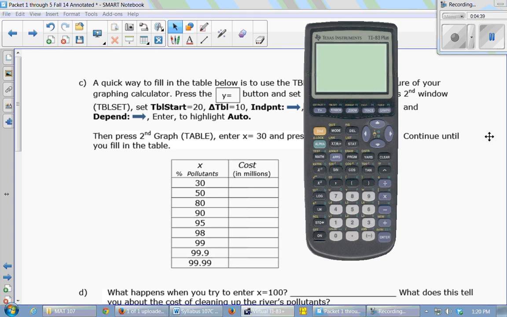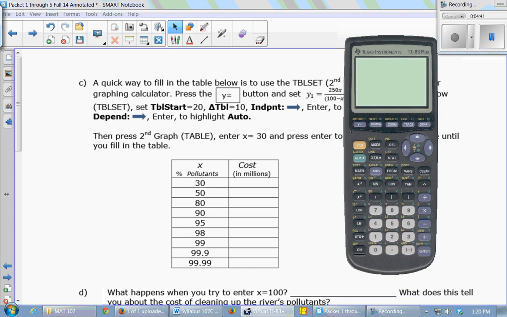All right, so follow the directions here. It says press the Y equals button. I need to put the expression 250x divided by 100 minus x in there. Whenever you're dealing with a rational expression, you should put parentheses around the whole numerator and the whole denominator, because your calculator knows the order of operations and it might do something wonky if you don't.